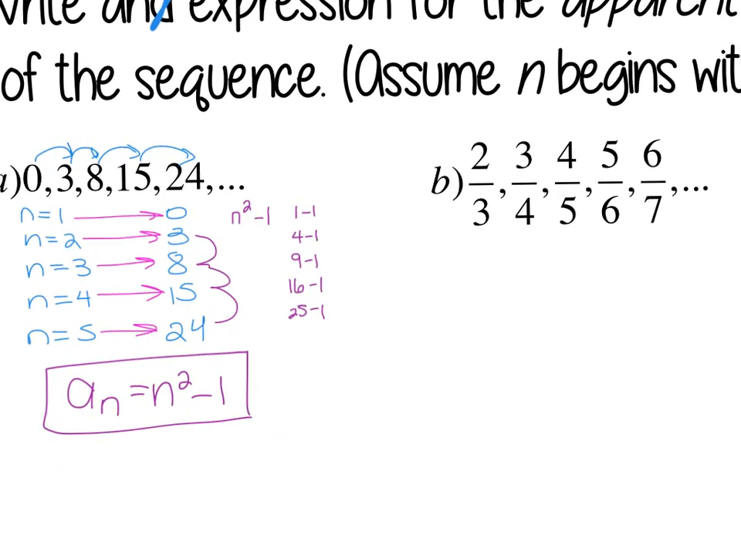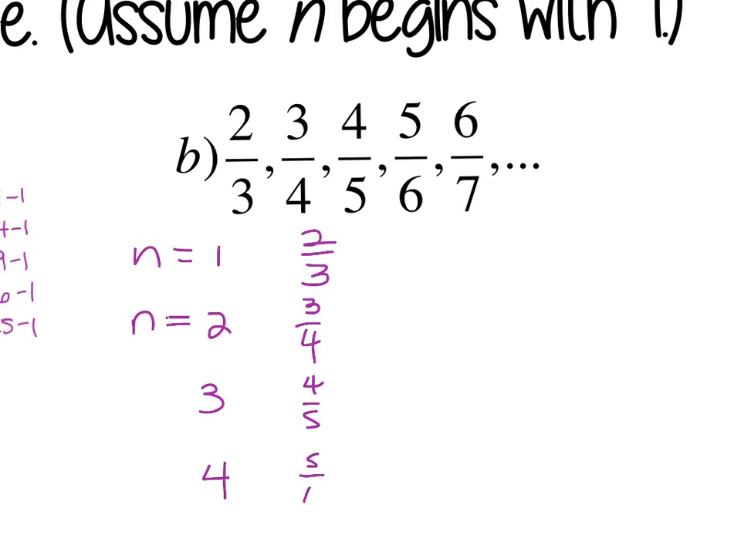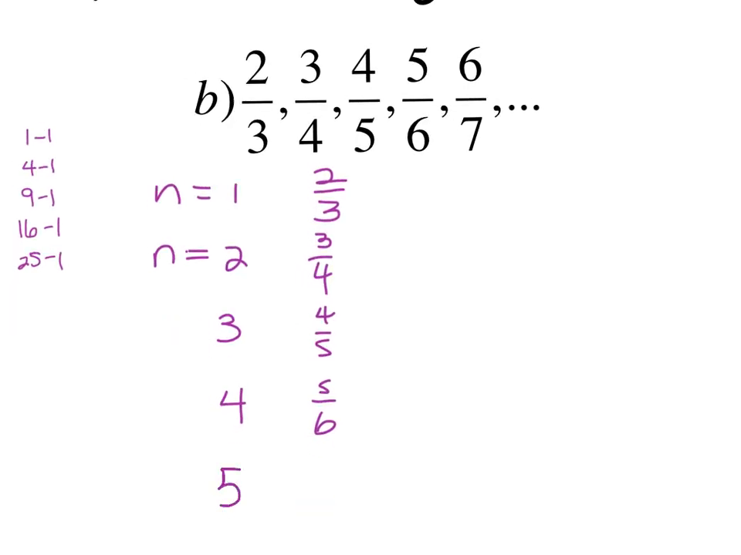Okay, now look at B. If n is 1, it's 2/3. If n is 2, it's 3/4. If it's 3, it's 4/5. If it's 4, it's 5/6. And if it's 5, it's 6/7. Again, you don't want to go 2/3 to 3/4 to 4/5 and ask what's changing that way. You want to go left to right here. Anthony? N over n plus 1.